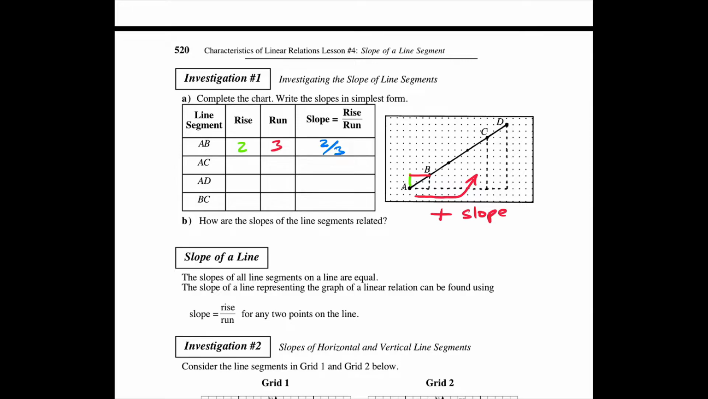Okay, so like I told you, that means that every one of these, because it's the same line, should also have a slope equal to 2 over 3. So let's see if that's true.